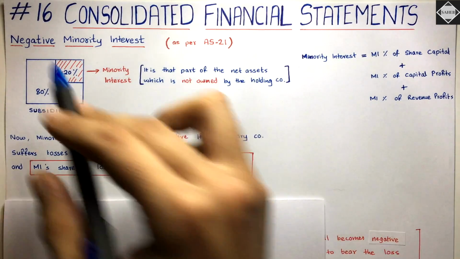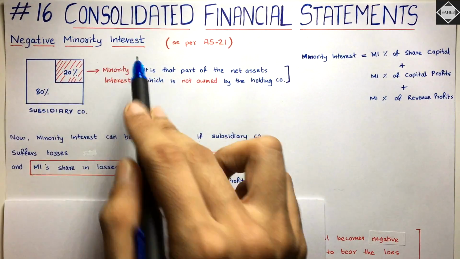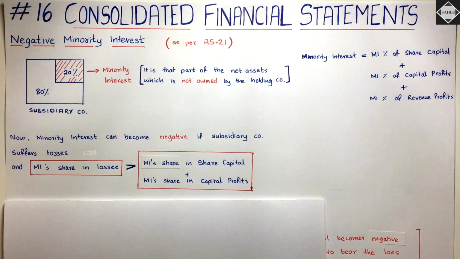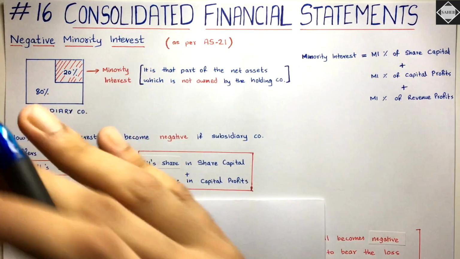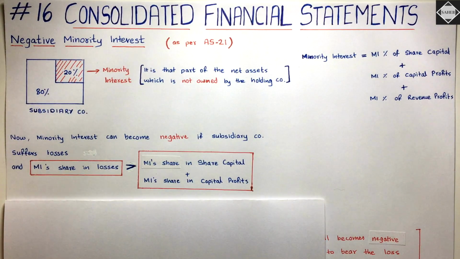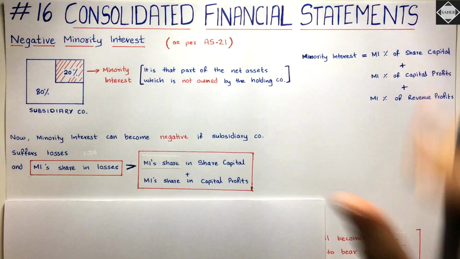Today in the 16th video of the Consolidation chapter, we are going to understand negative minority interest, a small topic but really important because it has been examined before. A problem on this came in the May 2019 paper of CA Intermediate, so you have to properly understand this. And believe me, it's really simple and straightforward.